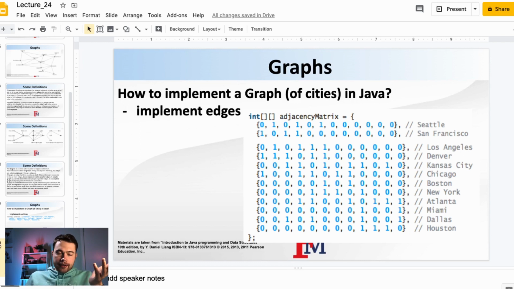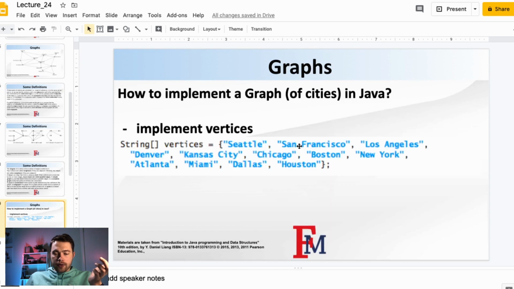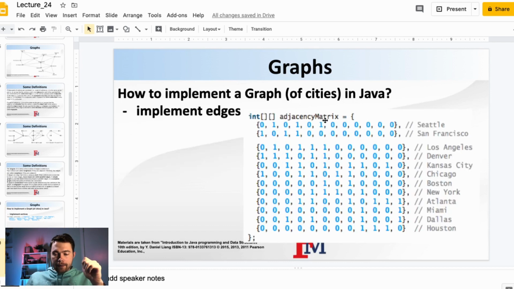Let's say over here you have 1, 2, 3, 4, 5, 6, 7, 8, 9, 10, 11, 12 cities. Adjacency matrix means that you're going to create a 12 by 12 matrix, so 12 rows, 12 columns, and then you put either 1 or 0. If you put a 1 there, that means there is an edge between the element at the corresponding row and the corresponding column.